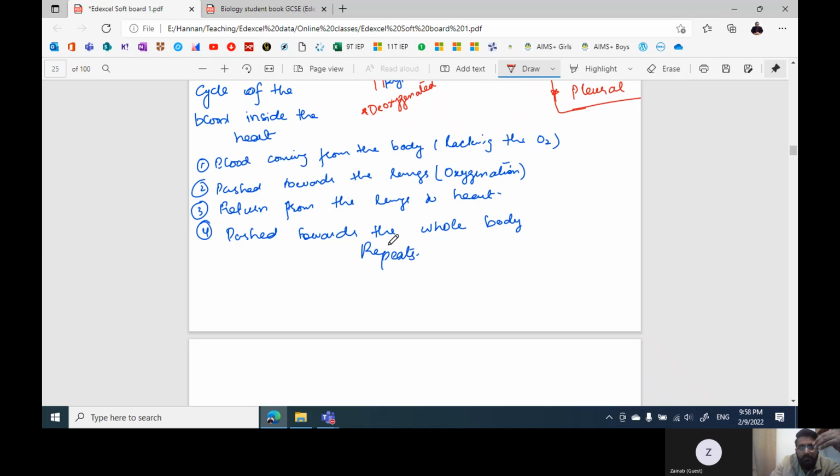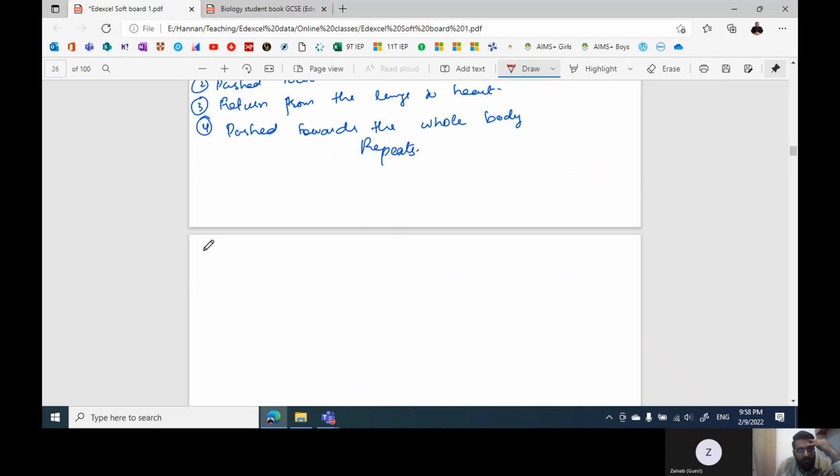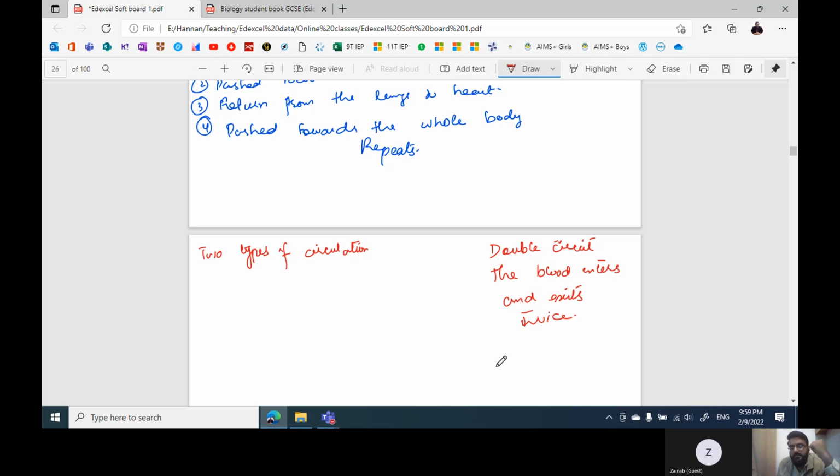So now let me tell you that our heart has two types of circulation. But before this, let me tell you another thing about the heart. Our heart is double circuit. Double circuit means the blood enters and exits twice.